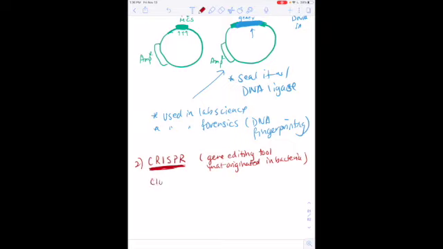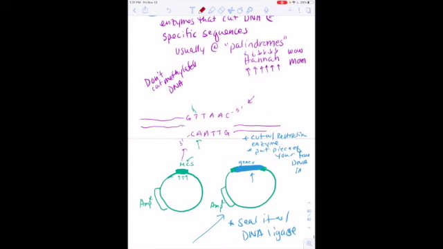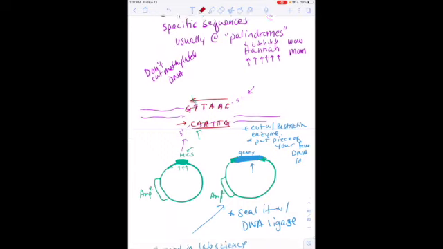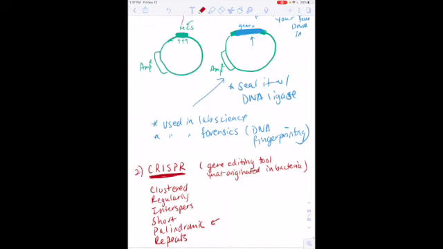It stands for clustered, regularly interspersed, short, palindromic repeats. Okay, now you know what a palindrome is, right? It's a sequence that's the same forwards on one strand and backwards on the other. CAATTG, CAATTG up here. All right, that is a mouthful. Clustered, regularly interspersed, short palindromic repeats.